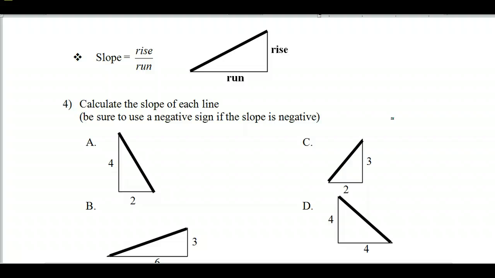Show me with your arms what a 0 slope would look like. Everybody show me with your arms what a 0 slope would look like. All right, good job. 0 slope looks like this. Show me with your arms what an undefined slope would look like. Okay, this is what an undefined slope would look like. Thank you. All right, everybody put your arms down. Okay, so that's what we've learned so far.